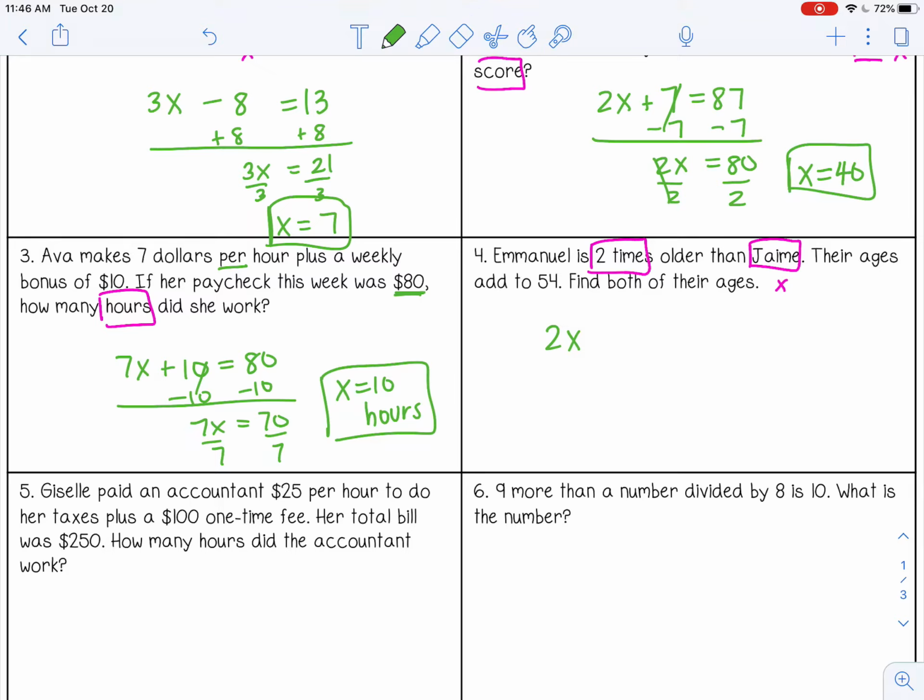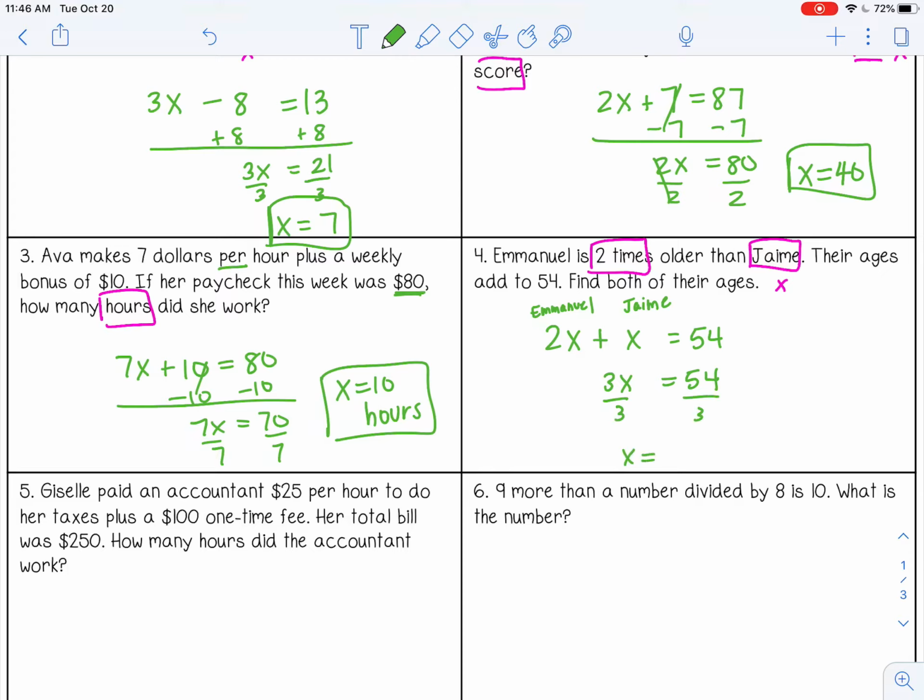And if their ages add to 54, I can add, well, what am I going to add? Well, both of them together add to 54. So here's Emmanuel, the 2x, and Jamie is just going to be x. And then together they should equal 54. So 2x plus x equals 54. Okay, so we have like terms. 2x plus 1x is 3x. I can divide by 3 on both sides.